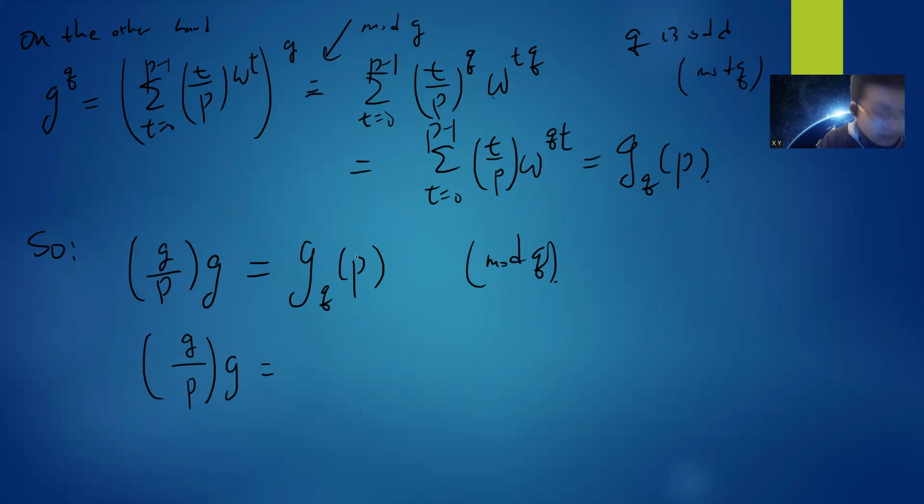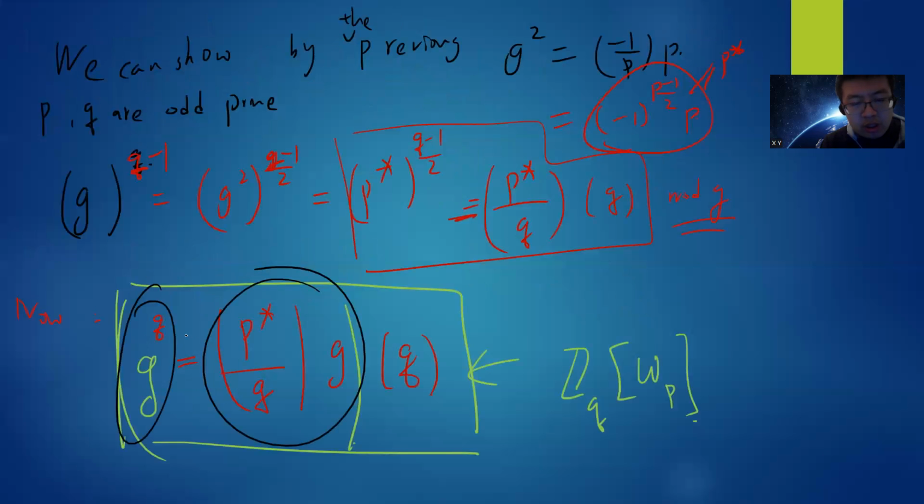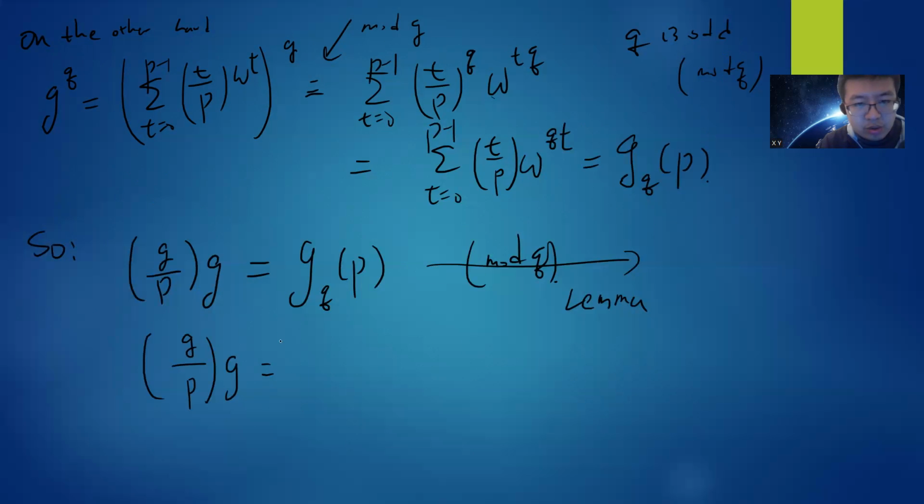Now this guy, by our previous lemma, says that you can pull out this Q. We proved this, and we want to use this. So we got P star to the Q, G mod Q. Okay, so now I get this.